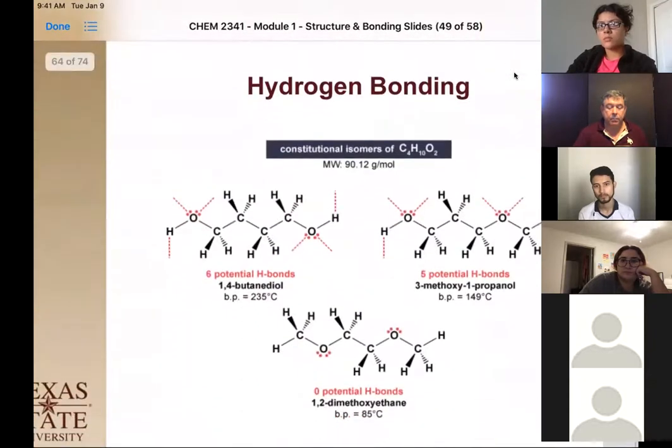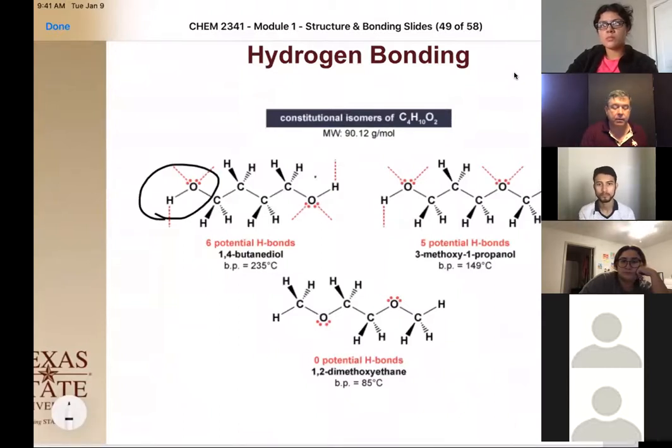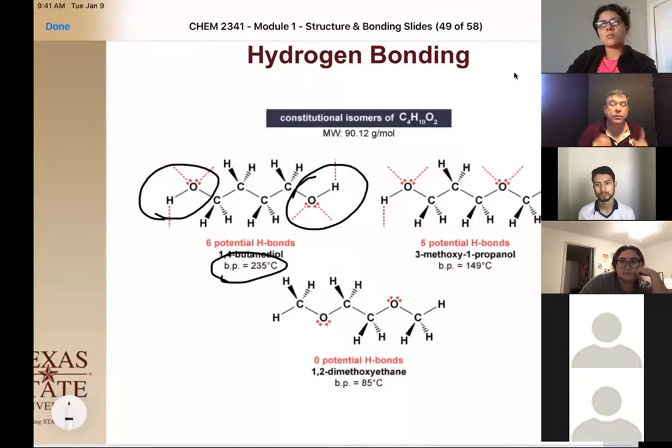Okay, so let's look at the effect of hydrogen bonding here. All of these are just constitutional isomers. Basically, they have exactly the same elements, but they're arranged in a slightly different way. In this first one right here, we have two alcohols, two OHs on either side. That hydrogen on oxygen is one of the stronger hydrogen bonding systems we have. And if we look at the boiling point of this, when we have two things that can hydrogen bond, it's very high, 235 degrees Celsius.